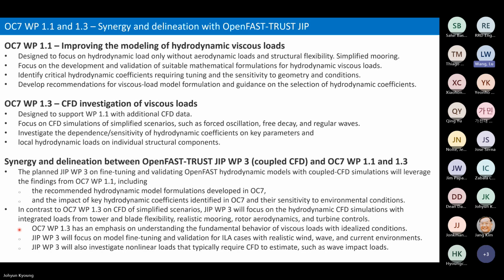There's also important distinctions between the CFD work in the OpenFAST TRUST JIP in comparison to the OC7 work. So the OC7 CFD work is in some sense more research-oriented by focusing on the more fundamental aspects of the viscous loads in idealized scenarios to guide model setup. But in contrast, the coupled OpenFAST CFD simulation in the JIP is more application-oriented with a focus on fine-tuning and validating the mid-fidelity hydro model for specific designs directly to IEA cases with realistic wind, wave, and current conditions. Next slide.